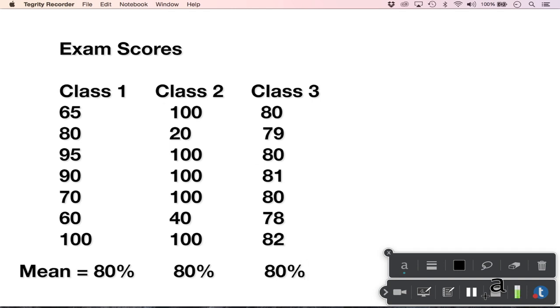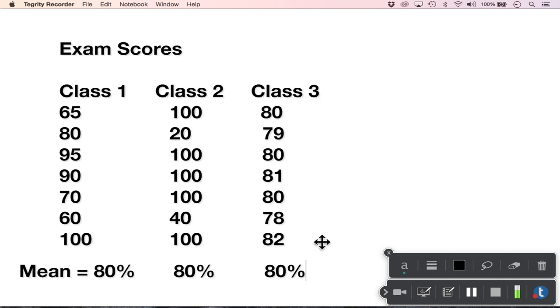So I could sit back and say, well, I must be an excellent teacher. Everything is fine. My students are doing great. But when you look at the actual distribution within these classes, you can see that they're telling very different stories. Here for class number 1, we have scores that range from a 60% up to 100. Class 2, we have scores ranging from 20 to 100, but you can see the vast majority got hundreds. Only those 2 people failed.